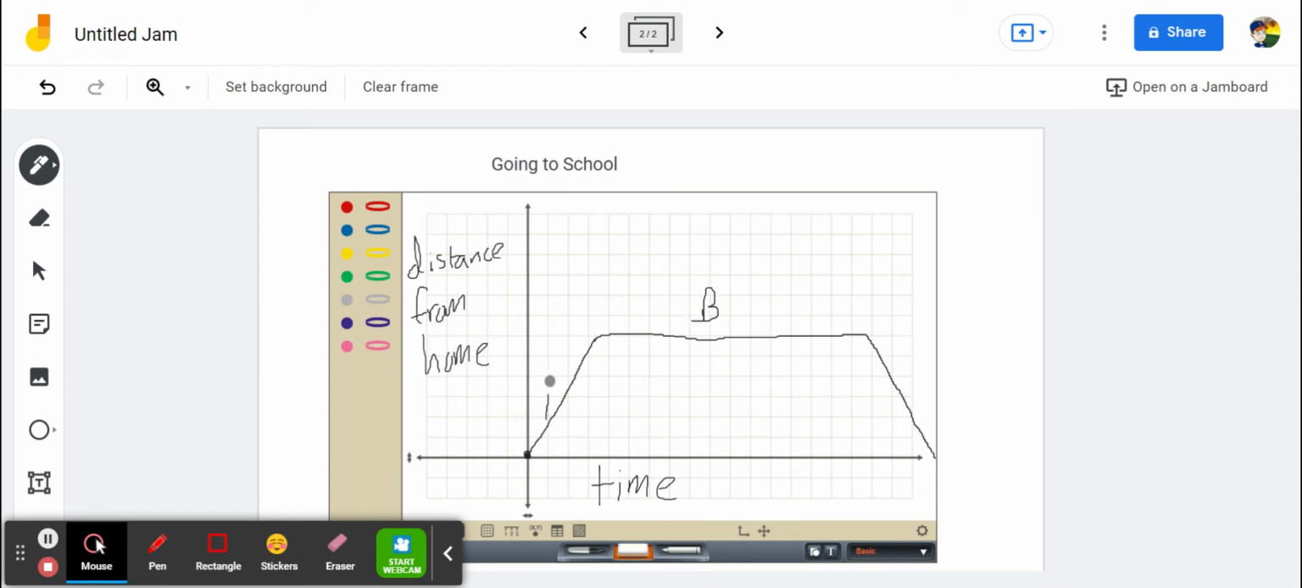And now, as the time of the day goes on, in section A, you're going to school. In section B, you're at school, so the distance stays the same all day. Then in section C, you'd be going home.